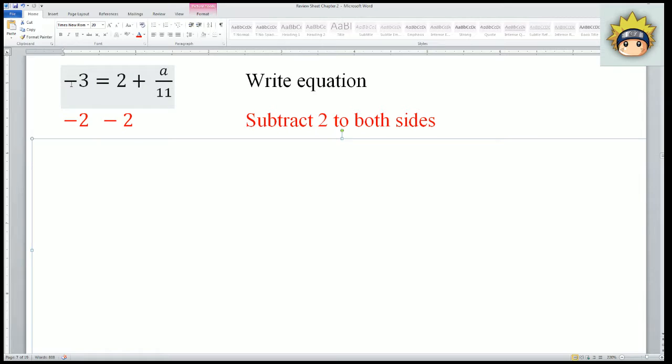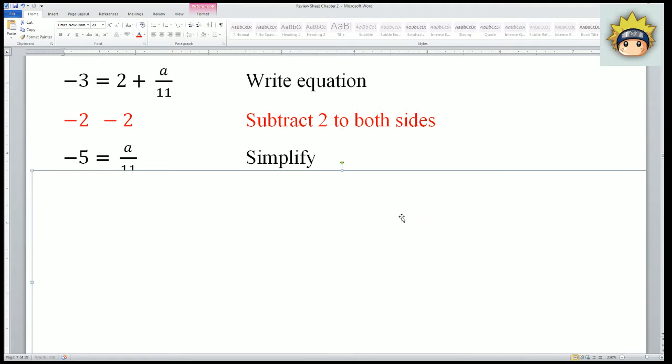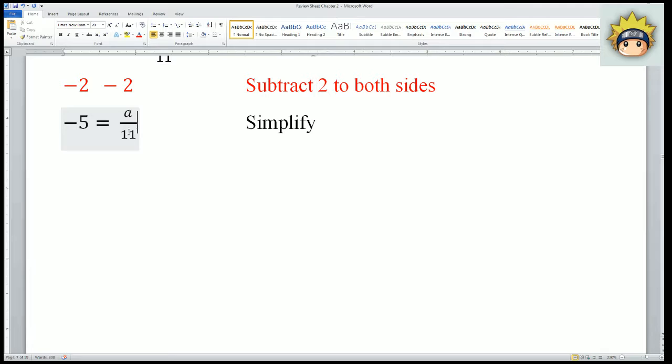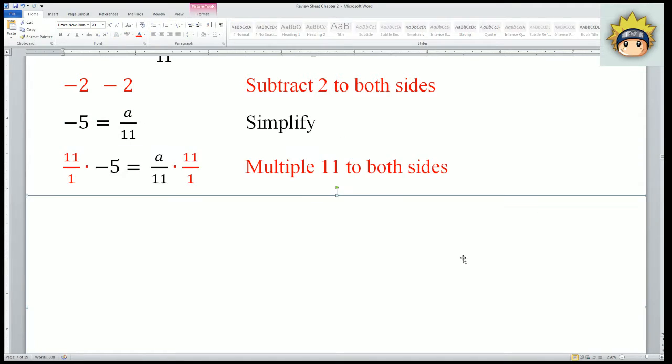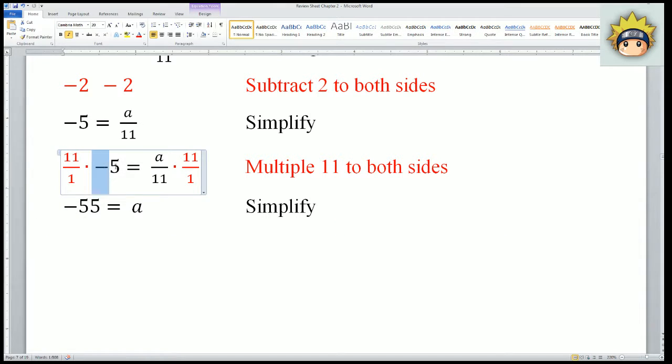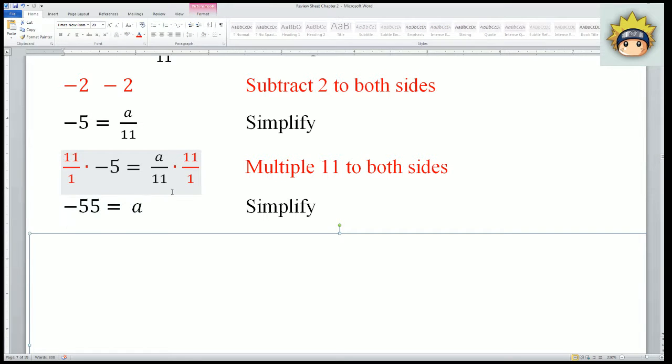The left hand side, negative 3 plus negative 2 is negative 5. Okay? Right hand side, a over 11. That is what is left over. How do we get rid of this divide by 11? The inverse of divide by 11 is to multiply by 11. Make sure you multiply both sides by 11. Okay, the left hand side, 11 times negative 5 is negative 55. What is left over on the right hand side is just your a after you use the inverse operation, because 11 over 11 is just 1.